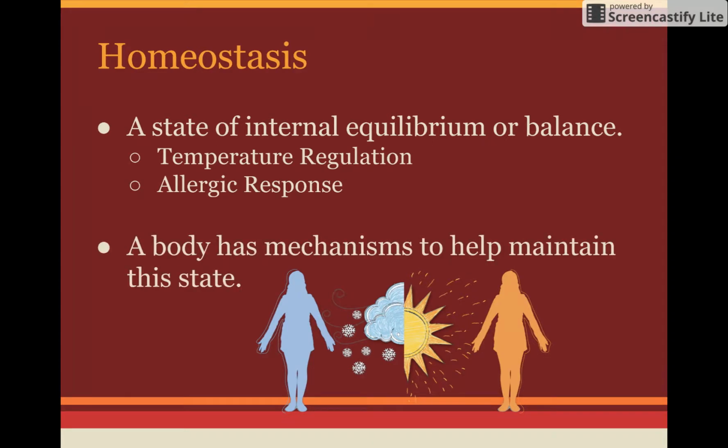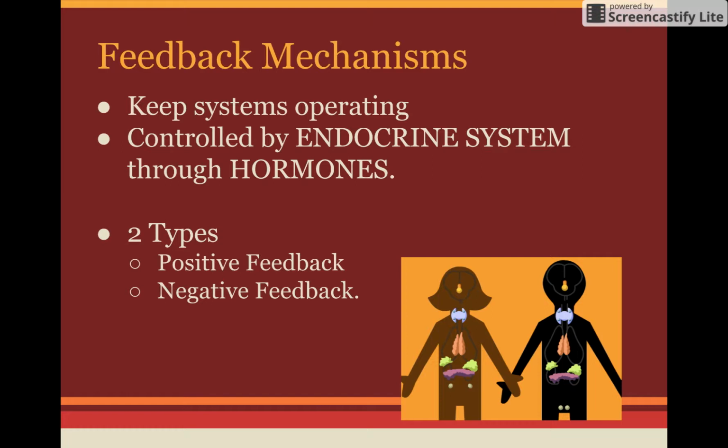We are going to focus on the mechanisms of balance that help maintain this state. There are two different types of feedback mechanisms in the body, meant to keep your body operating in a natural balanced state. They are controlled by the endocrine system, and all of this is done via hormones. The two types are positive feedback systems and negative feedback systems. For us, the most common one is negative, which we'll be looking at today with glucose and insulin.